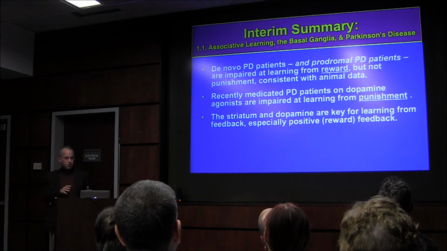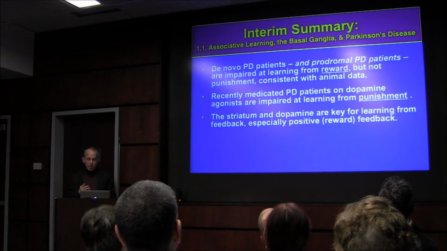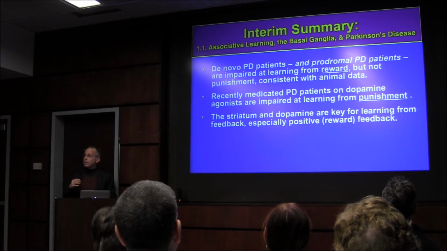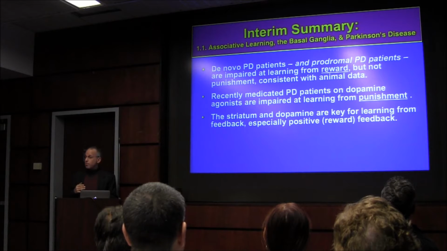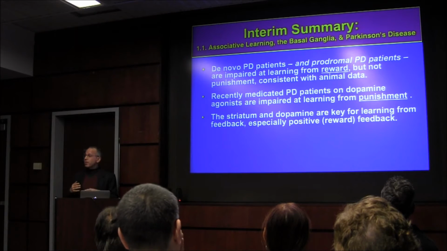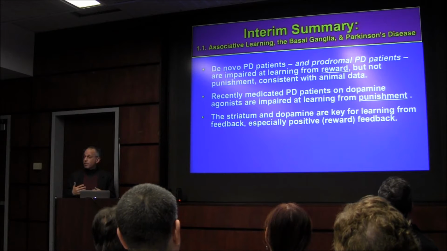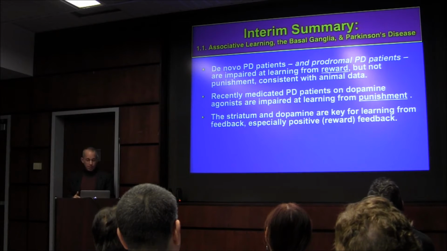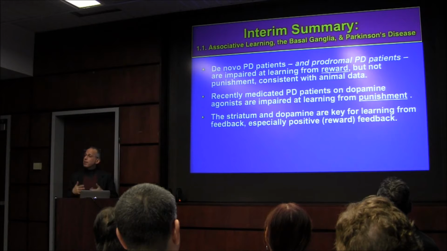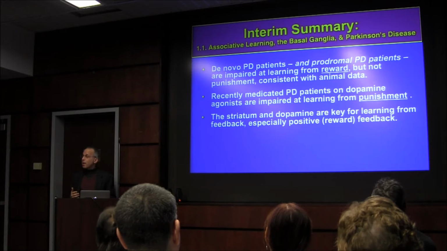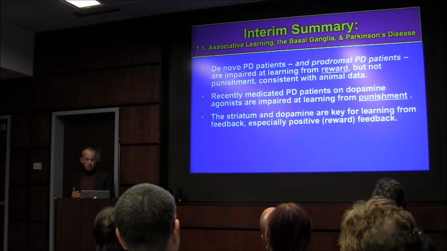So let me summarize this first thread. De novo patients, PD patients, and prodromal patients have a selective reward learning deficit, but not with punishment learning. Recently medicated patients on dopamine agonists have a remediation of the reward learning deficit, but an induced deficit in negative feedback. And the striatum and dopamine are key for learning feedback, particularly positive or rewarding feedback.